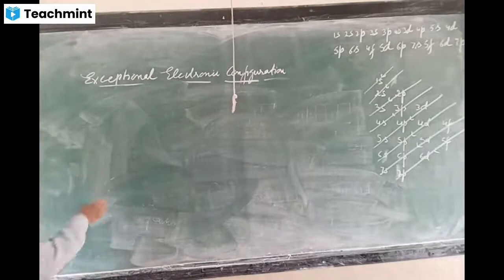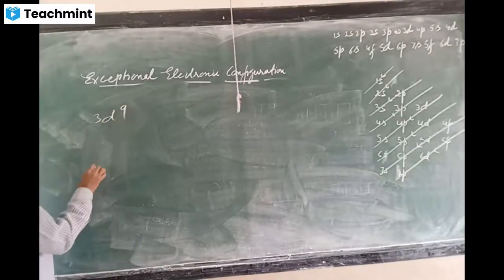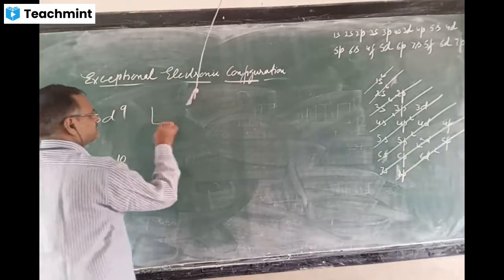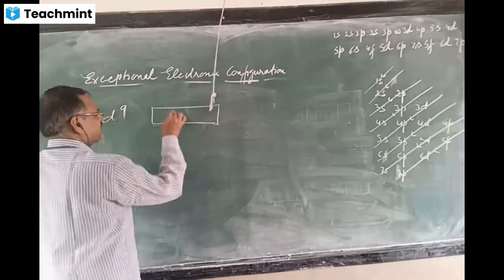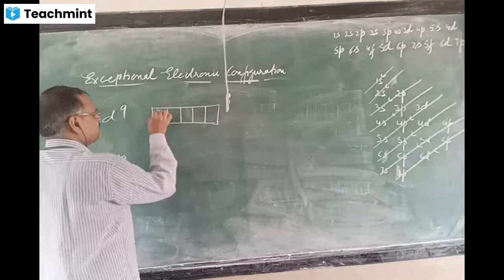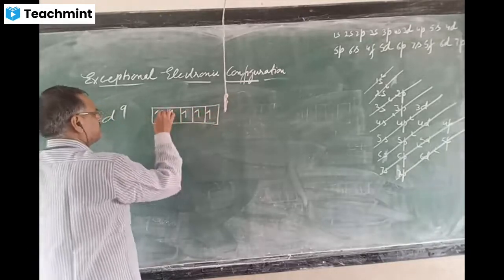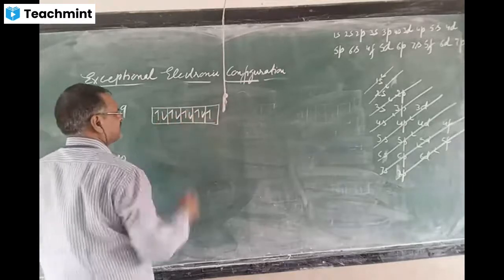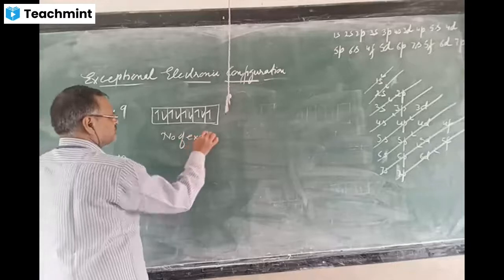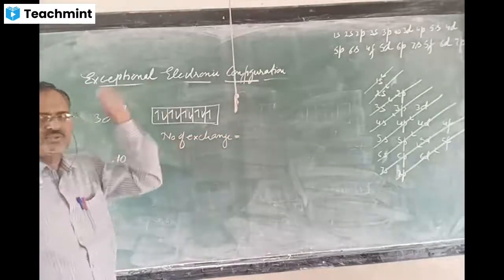If you take copper, 3d9 and 3d10, this is the configuration. You see here 1, 2, 3, 4, 5, and 1, 2, 3, 4, 5, 6, 7, 8, 9. Do you know the number of exchanges? I am not going to show you, I am just asking you. Just listen, how many are possible.